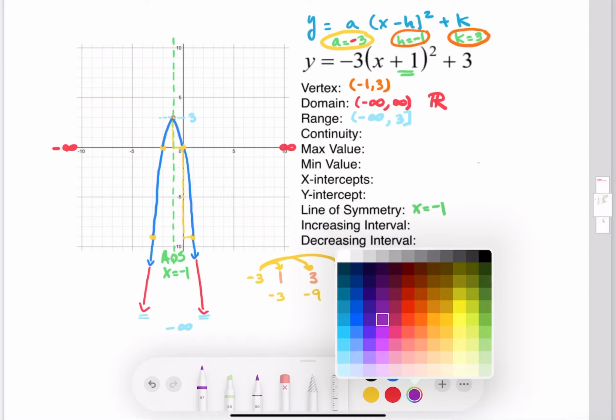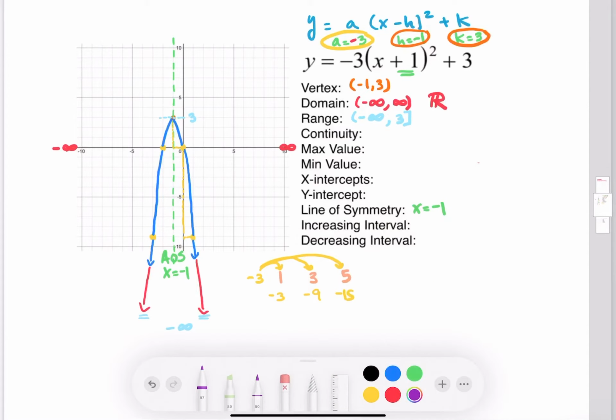Now, the next one is continuity. Continuity is just asking you if that graph is continuous. In other words, can I trace this graph without lifting up my pencil? And yes, that is the case. So I can go ahead and trace this graph without lifting up my pencil. So there is continuity.